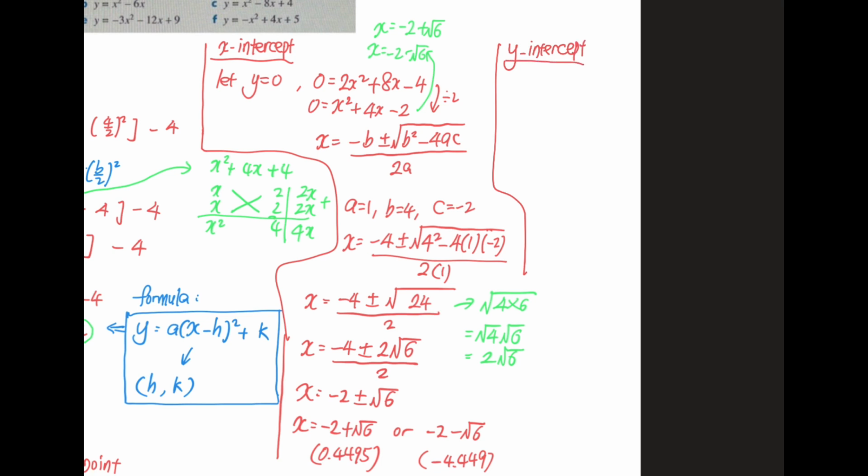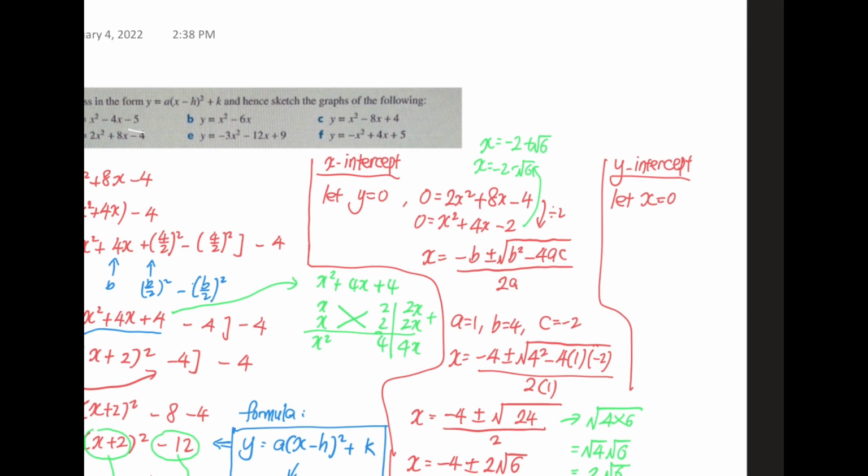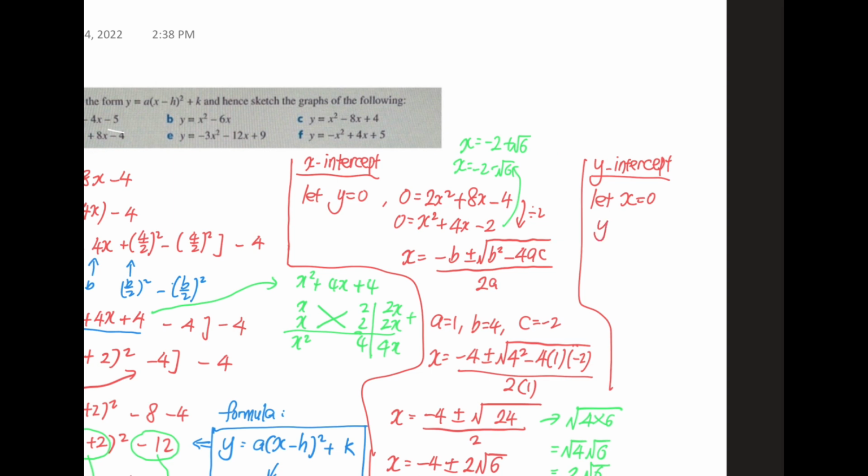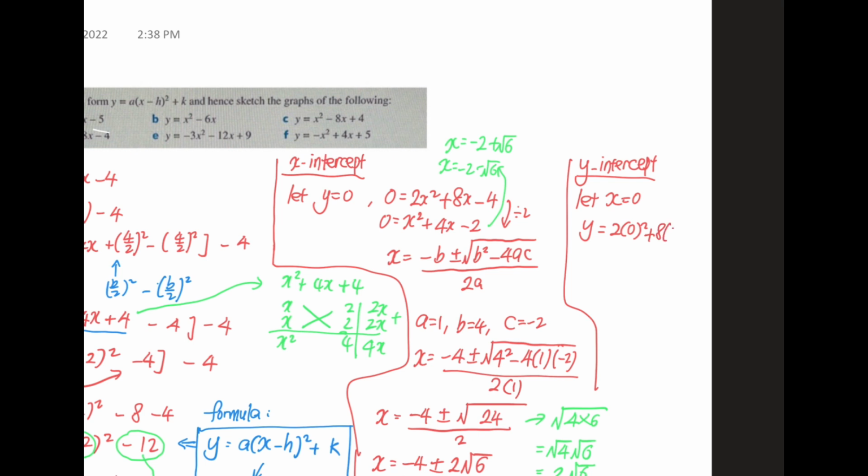So to find the y-intercept, the idea is we let x equal to 0. We substitute 0 into this equation, which means you put 0 here and here. Then you find y. So we get y equal to 2 times 0 squared plus 8 times 0 minus 4. We get y equal to minus 4. This is the y-intercept.